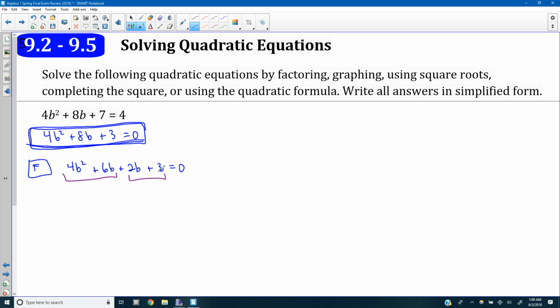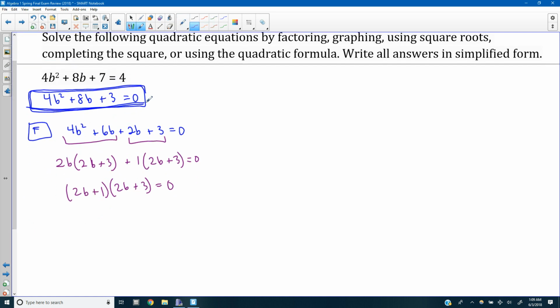Group, group, and let's factor out a 2b from here to be left with 2b plus 3. Take a look, this is already 2b plus 3, so what do you do? You got to factor out a 1. That can leave you with 2b plus 3 here still. 2b plus 3 is going to factor out of both of these here, and you'll be left with 2b plus 1 over here. This all equals 0. I can now use this to solve. Now notice I never attempted to factor this beginning one because it wasn't set equal to 0. When it's set equal to 0, then I can use the zero product property, which I'm about to do right now.